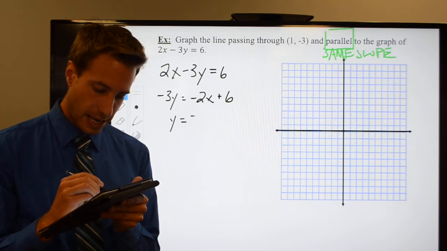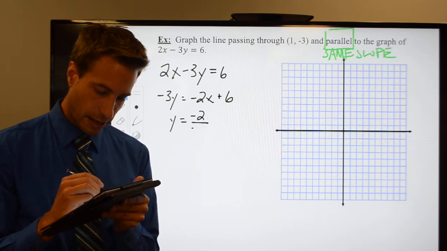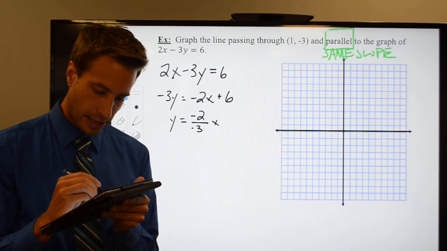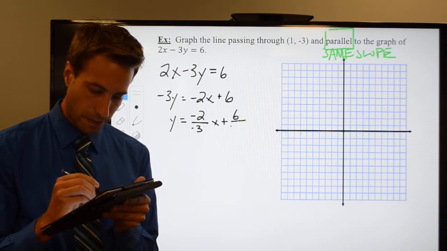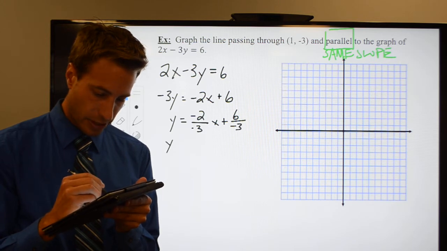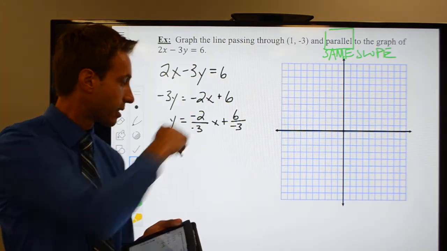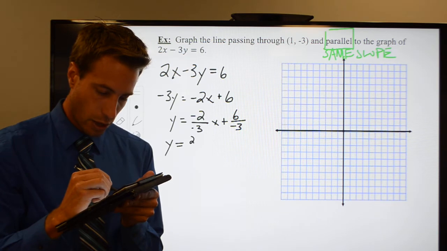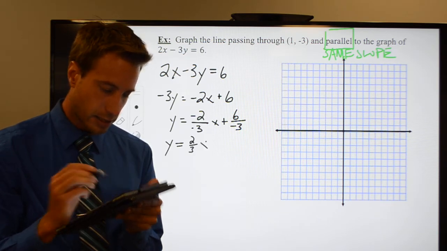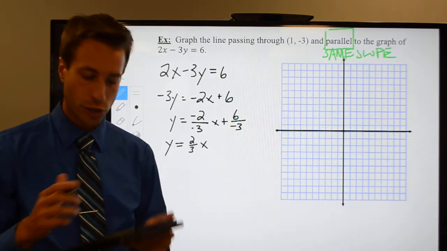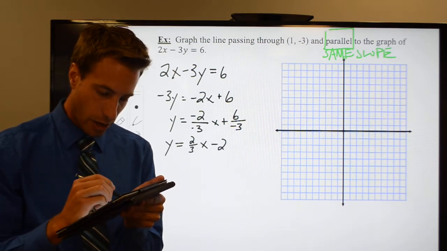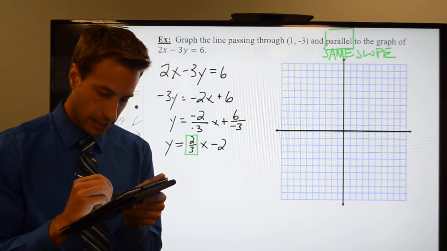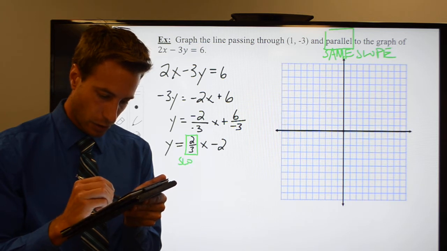Well, that's going to give me -2 divided by a -3, and that's going to give me 6 divided by a -3. And what we wind up with is the negative signs canceling here. That leaves me with 2/3 x, and 6 divided by a -3 should be a -2. The point is, I now know my slope. That's it right there. Slope.